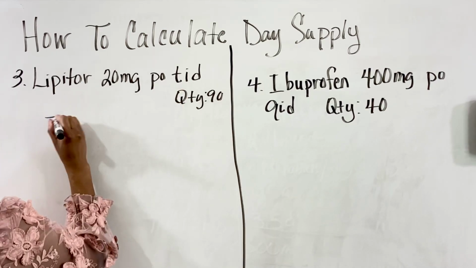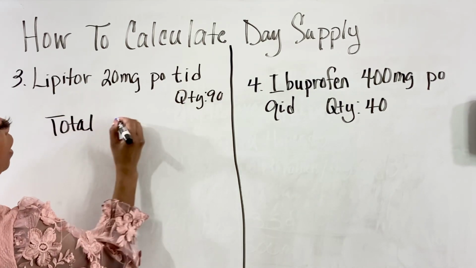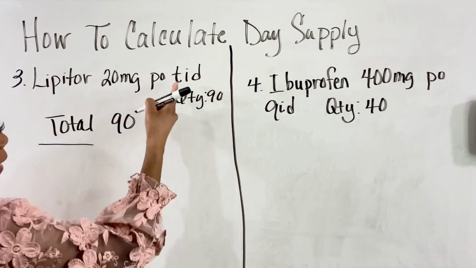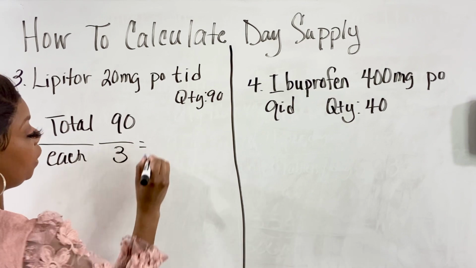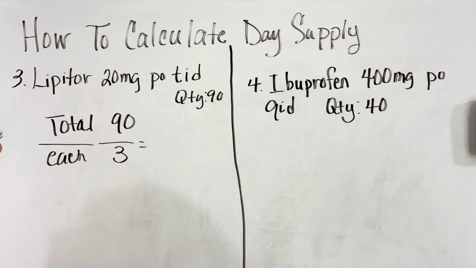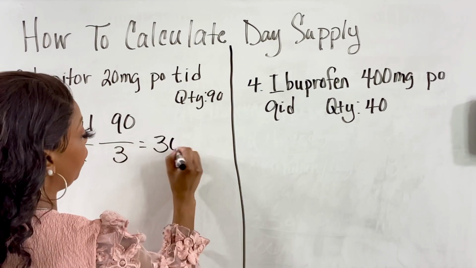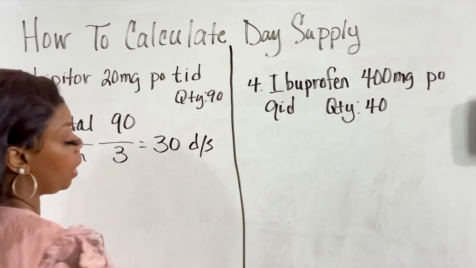So now you have a total of 90. And each day, you're going to be taking 3. So how many day supply is that? That's going to be a 30-day supply.